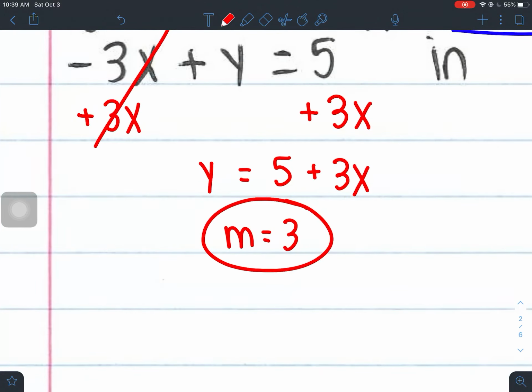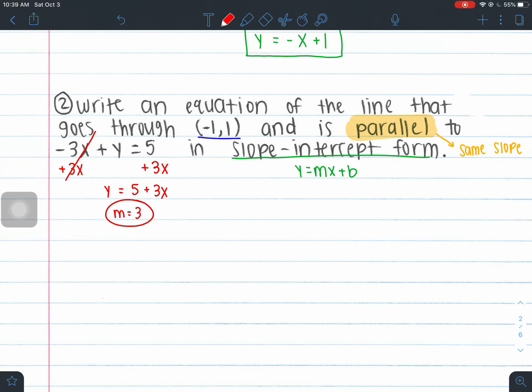Now, am I going to use this slope? Am I going to use the same slope for my new equation? Yes. Why do I want to use the same slope?